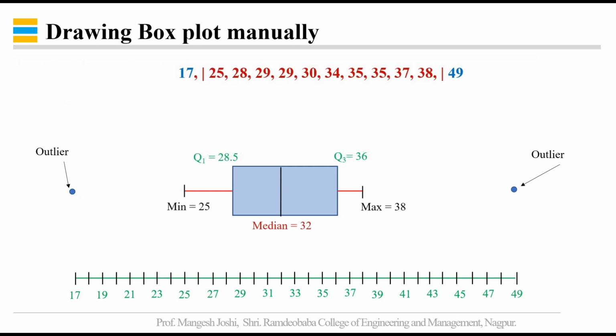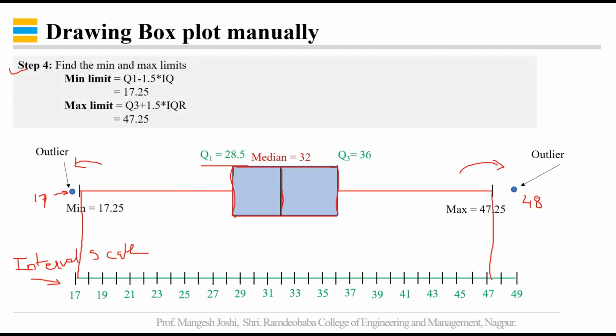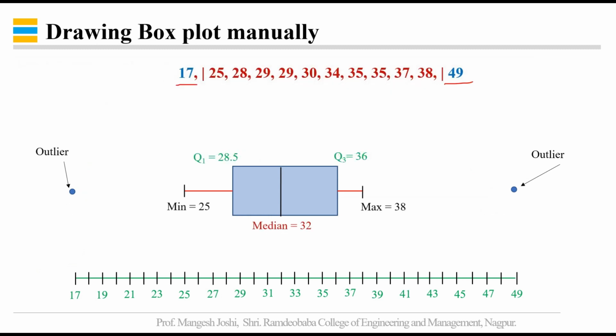So this is indicated with the help of this, that 17 is an outlier and 49 is the outlier. Okay, not 48, this is 49. So we have two outliers, one is 17 and the other is 49, and we have indicated the quartile 1 value, that is 28.5, and quartile 3 value, that is 36.